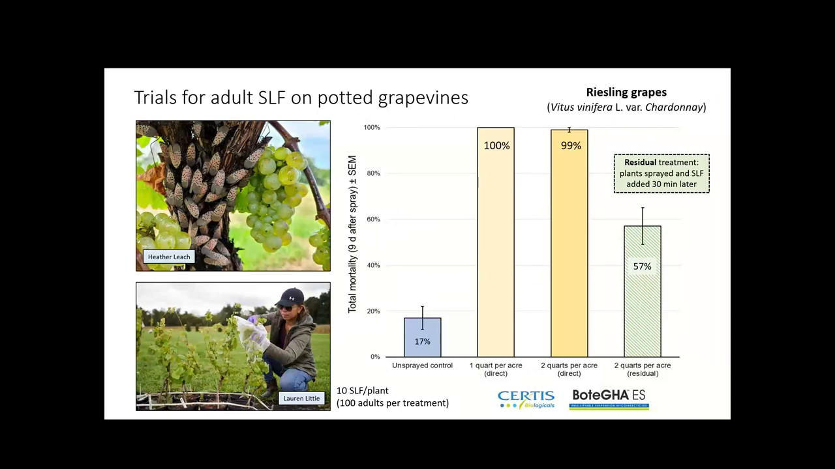Okay, and at the same time this was going on in 2019, David Bittinger and John Rost at Penn State Berks did some work with potted grapevines too. So basically they'd spray the lanternflies, move them onto the grapes and monitor survival. And we found that direct applications worked pretty well, killed 99 to 100% after 9 days. This also included a residual treatment, meaning that the grapes were sprayed and then untreated lanternflies were put onto those grapes and they fed, right? So with the residual exposure, that killed 57% of those lanternflies put on sprayed grapes.